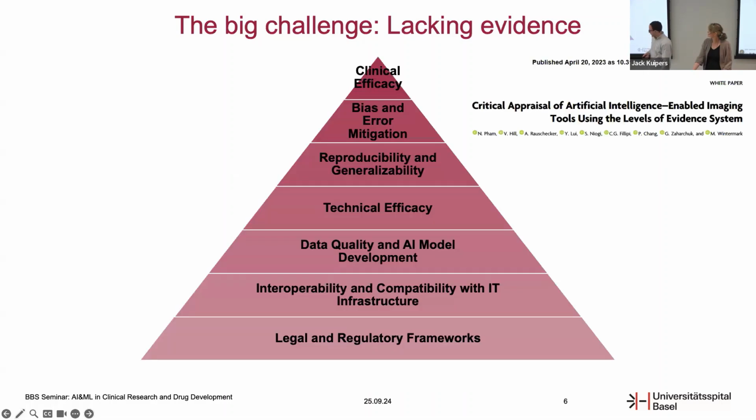So we have a pyramid of evidence that has been proposed for AI tools out of the American Journal of Neuroradiology. Basically at the very bottom are the legal and regulatory frameworks, and it goes up to the top for clinical efficacy. As said before, we have hardly any data to support anything at the very top of this pyramid. Especially if you want to get your tool FDA approved, you start at the bottom. You basically only have to provide the legal and regulatory framework, and it fizzles out towards the top in what you have to provide.